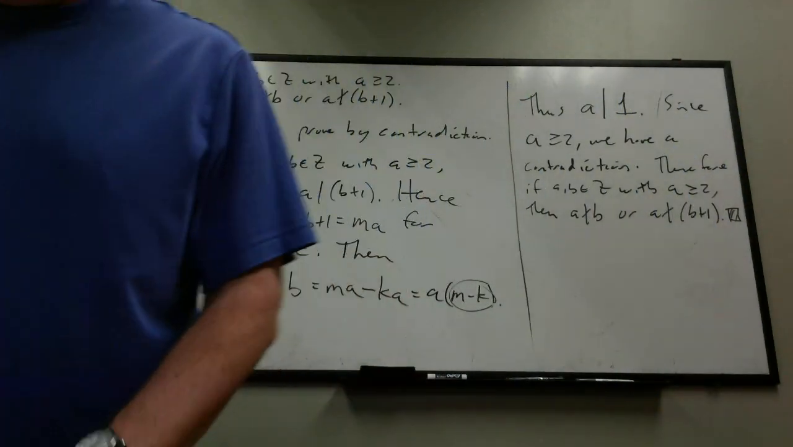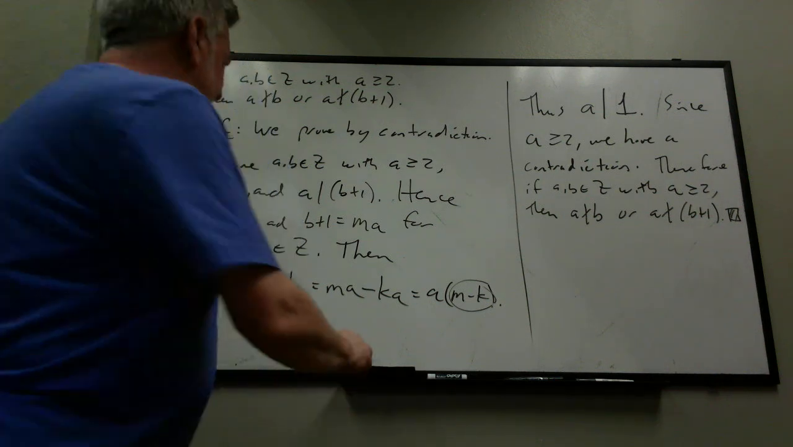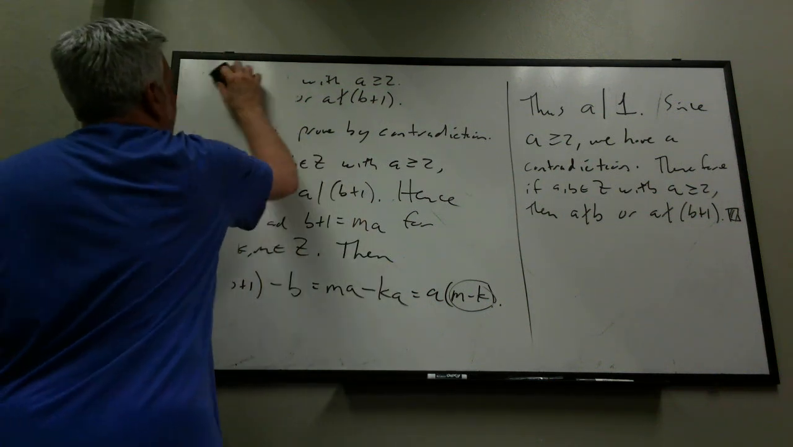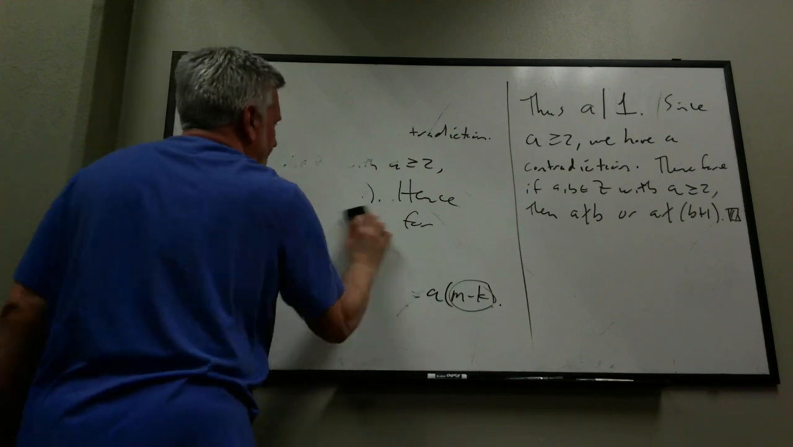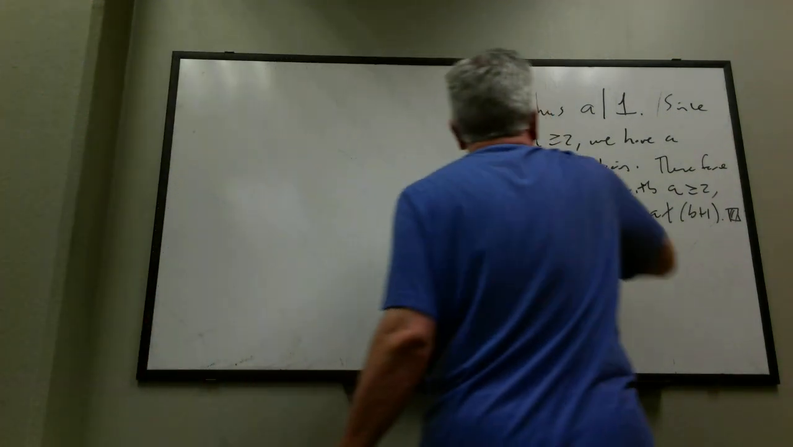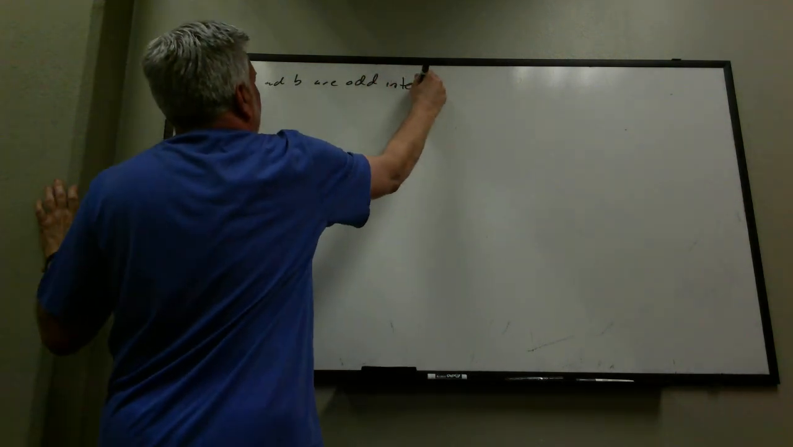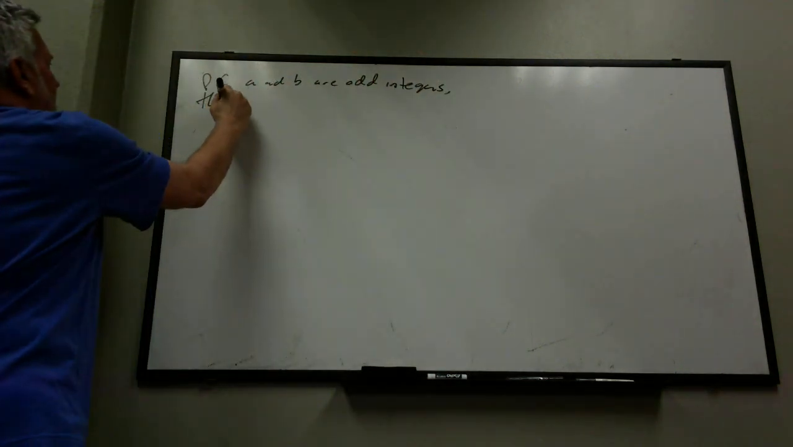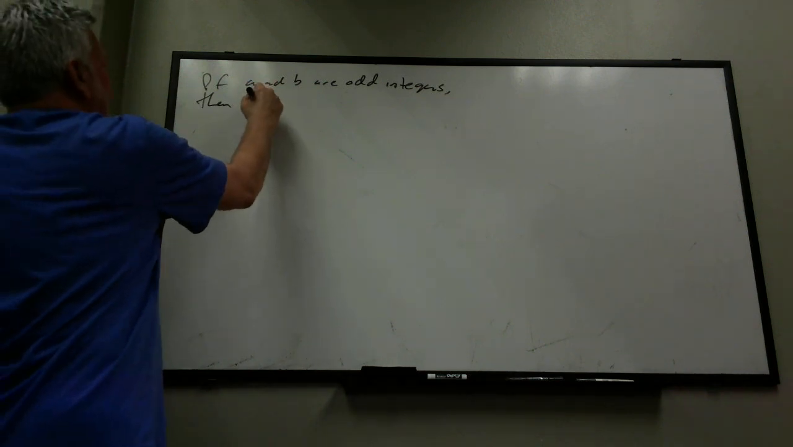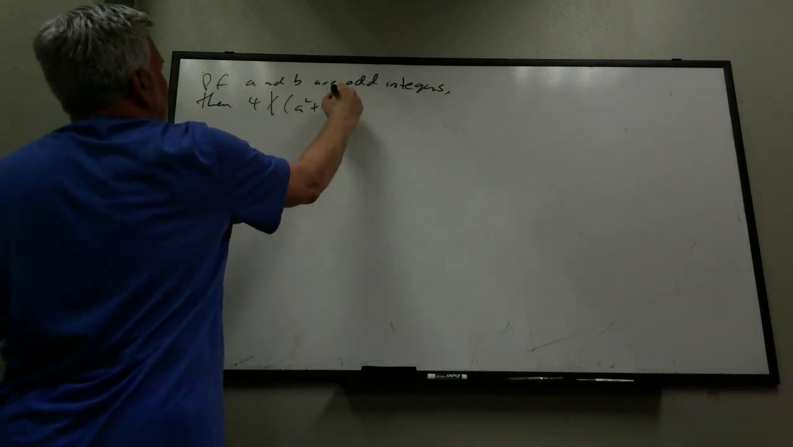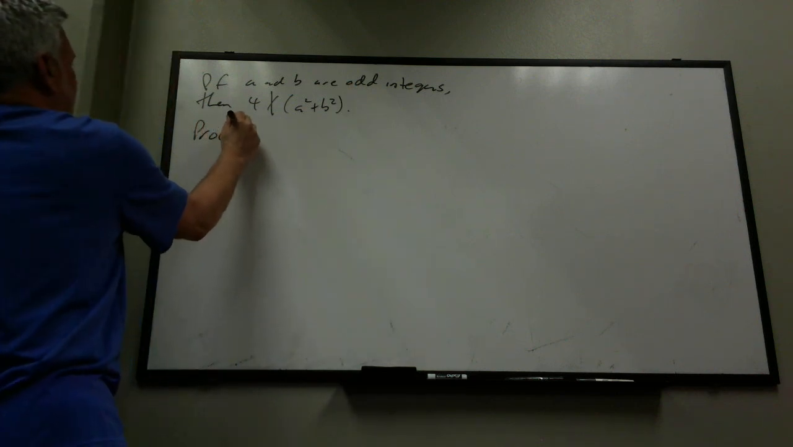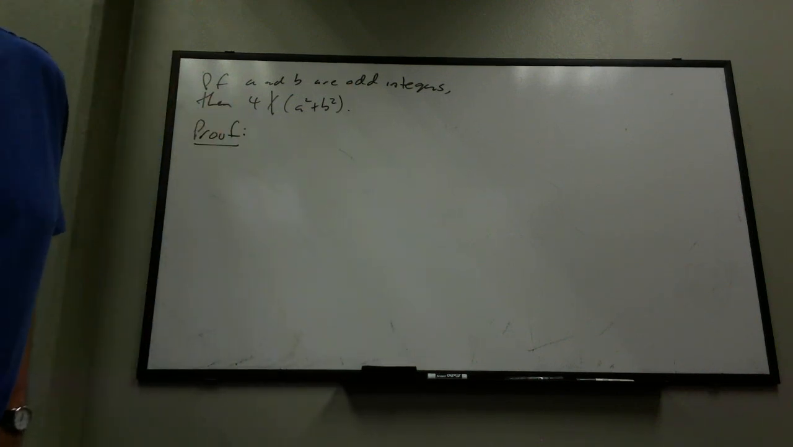Okay, so let's do one more here. This is number 15. It's another divisibility proof. It says if A and B are odd integers, then 4 doesn't divide A squared plus B squared.